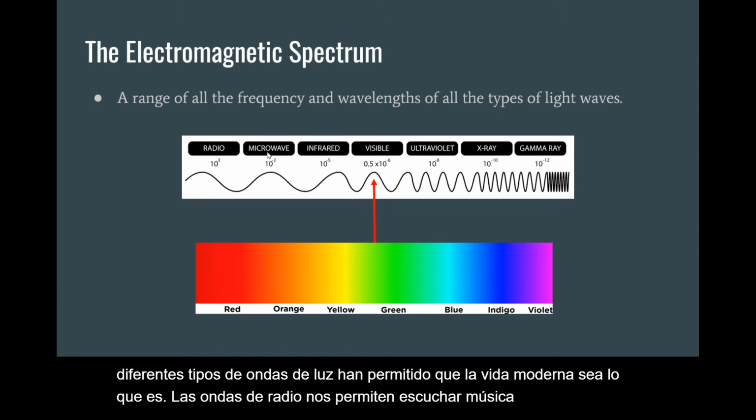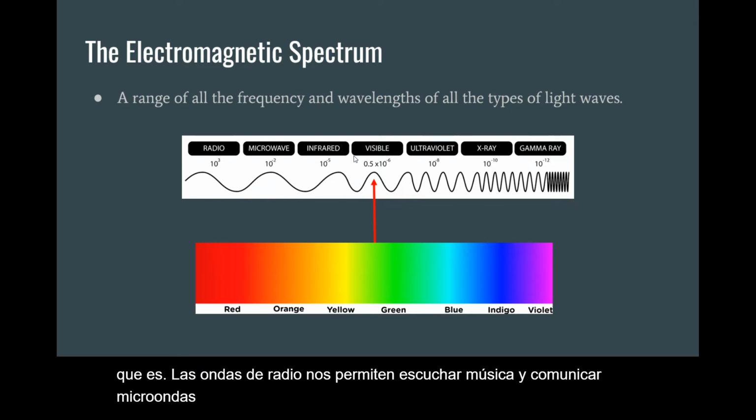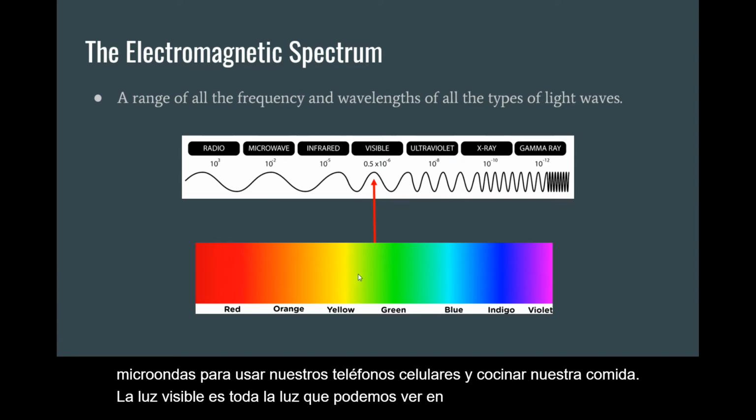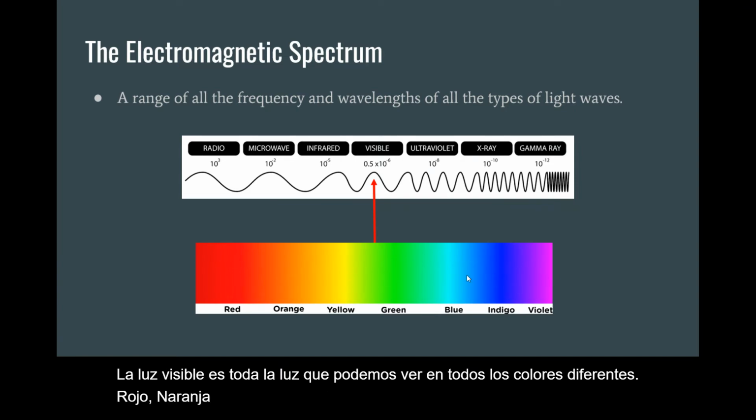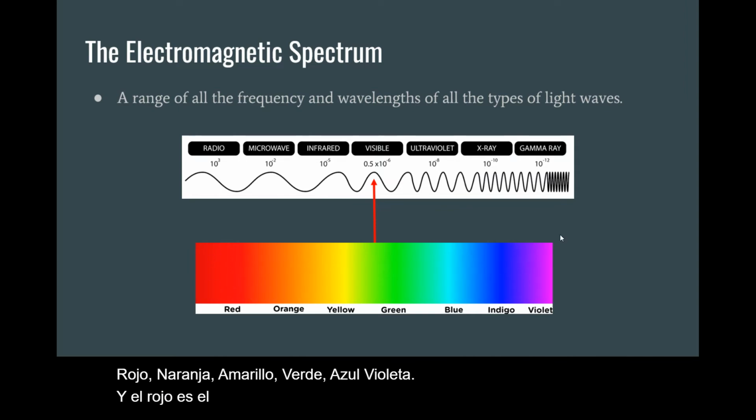Microwaves let us use our cell phones and cook our food. Visible light is all the light that we can see in all the different colors: red, orange, yellow, green, blue, violet. And red has the longest waves, violet has the shortest waves.